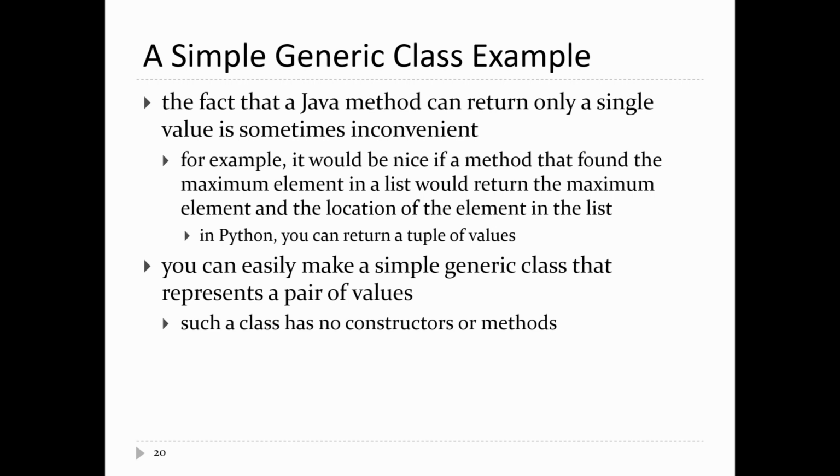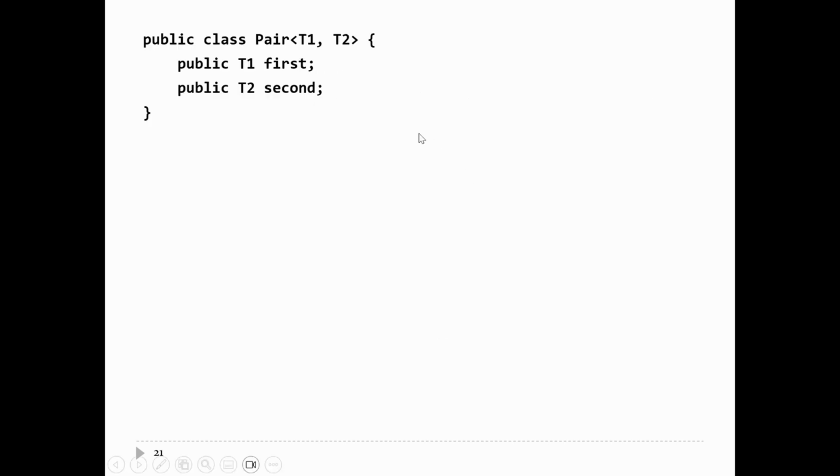Just make a tuple of two values and return the min or max and the location as the two values of your tuple. So in Java, what you can do is make a little generic class that represents a pair of values. You don't even need a constructor or method. It has two public fields in which you can store the min, max, and the index. So you just make a class called Pair. It's going to be generic because I want this to work for a list of any element type. So my types will be T1 and T2. S and T, U and V, doesn't matter. Pick something short, just use that.